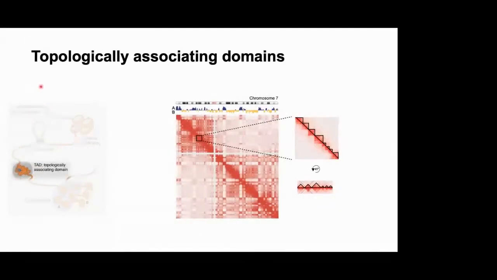Next, we look at topologically associating domains. Topologically associating domains, or TADs, are consecutive regions of the genome that interact a lot with themselves and not with the neighboring regions. If you look at the Hi-C matrix and zoom in on the diagonal, you start seeing these triangular structures, which are precisely TADs. So this, for example, would be a region that interacts a lot with itself, but not with the neighboring TAD, and so on. You can see these triangular structures across the diagonal.